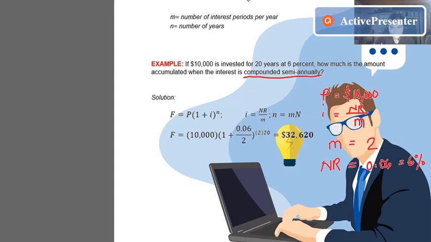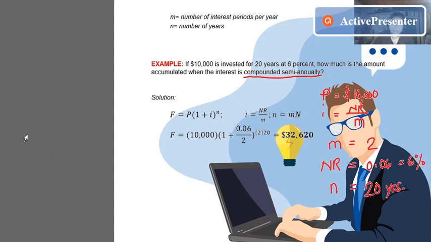And the number of years, which is N, is equal to 20 years. So, solving for our future amount, meaning how much is the amount accumulated, we need to solve for the future amount. So, first, we need to write our formula. F is equal to P (1 plus i) raised to N.